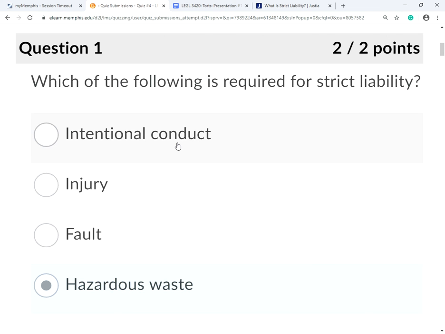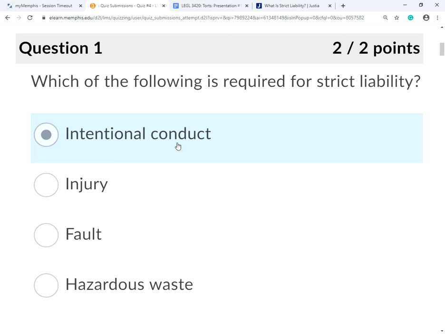So we have to go to intentional conduct, and it doesn't really clearly say in the textbook, sorry for the delay, that there is no intentional conduct that must be done. We could easily select this answer and get the question wrong.